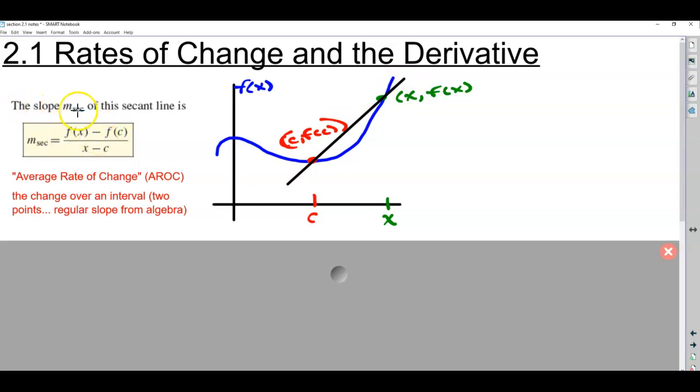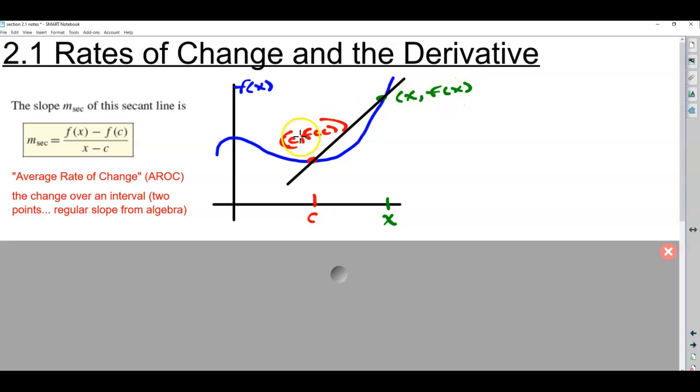So the slope of a secant line, remember the word secant in geometry was referring to a line that went through a circle and touched it at 2 points. Well, it's the same thing with the function. So my secant line touches our function f of x at 2 points. When c is the input, f of c is the output. When x is the input, f of x is the output.